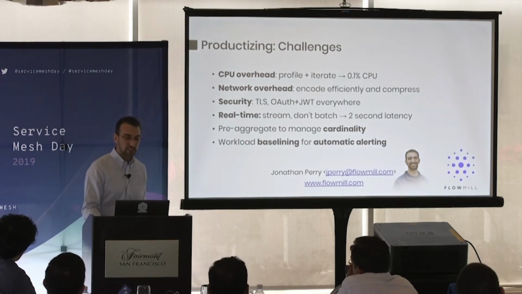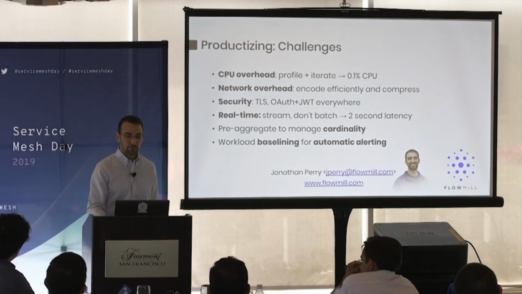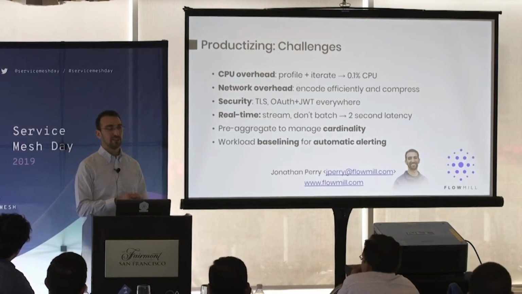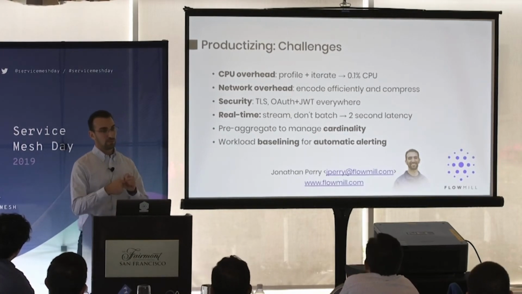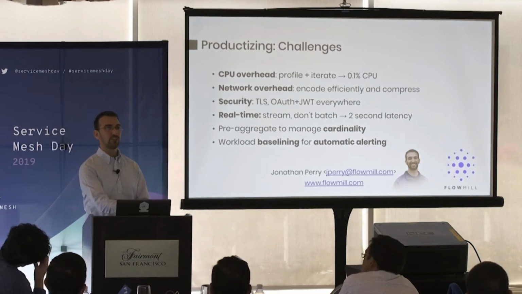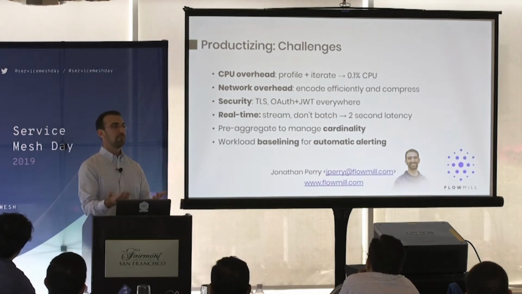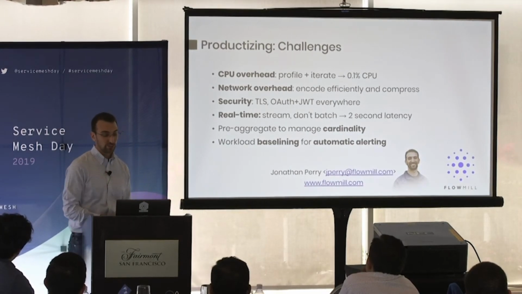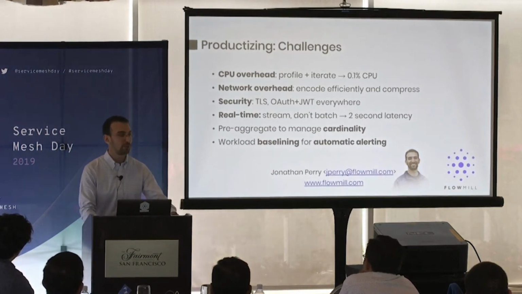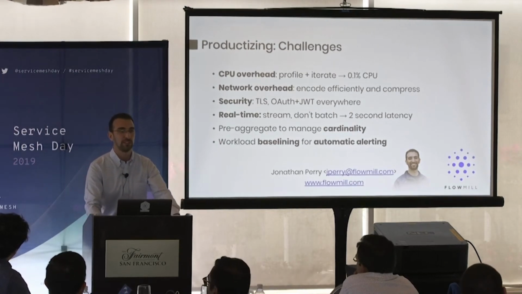The other thing is watch out for network overhead. Our initial prototypes had very high throughput overhead. So for any system like this that you're going to use, like, I haven't worked with Mixer, but ask what the network overhead of this is. You can work around it. By encoding efficiently and compressing, you can get the overhead down. We have under 1% network overhead.